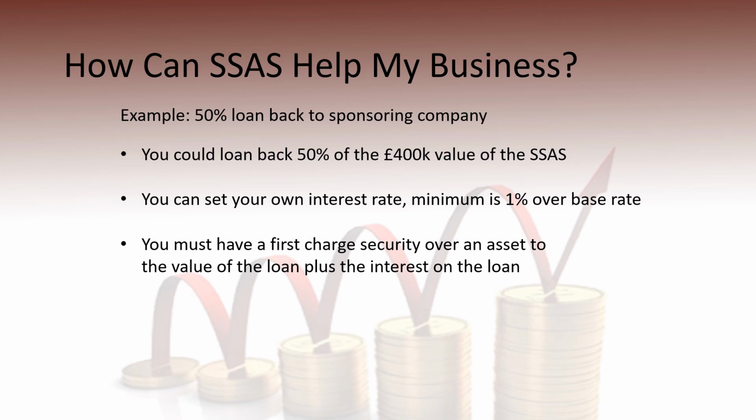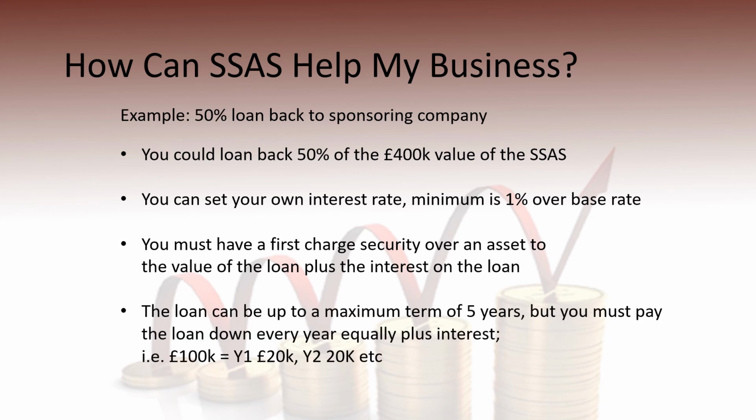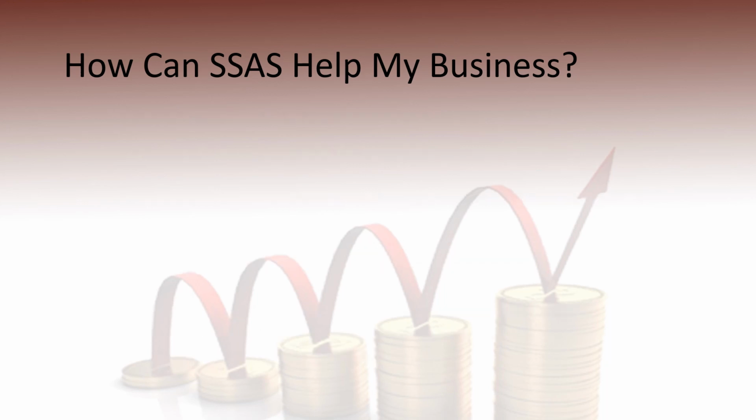But you need to have security in place, so that if there's an issue with the loan, it can be called in by the administrator. It can be loaned up to a maximum of 5 years, but you must pay the loan down equally over those 5 years. So, super easy figures, a 100k loan is going to be 20k a year. There's interest to consider in that, and that's what we'll go through now.